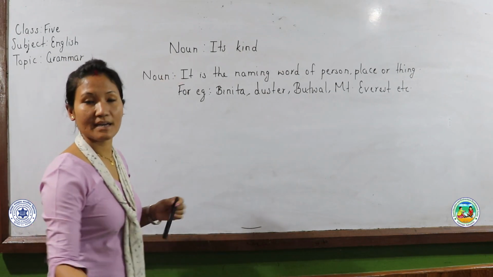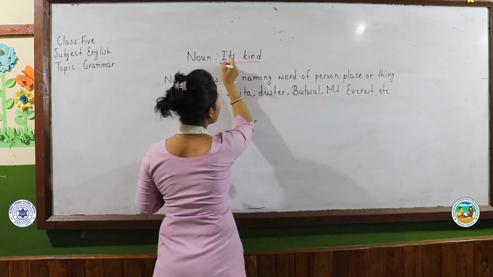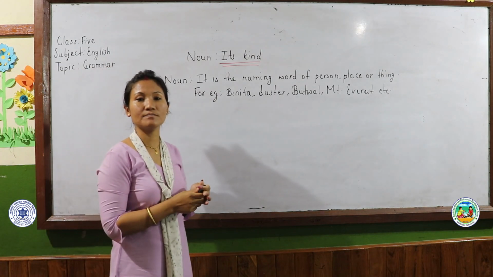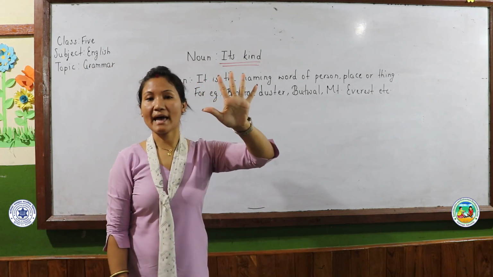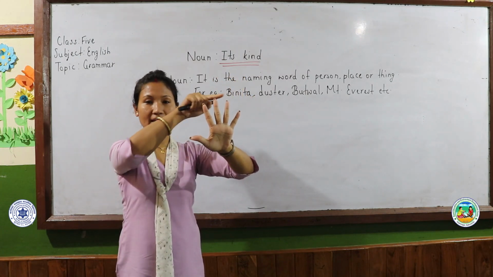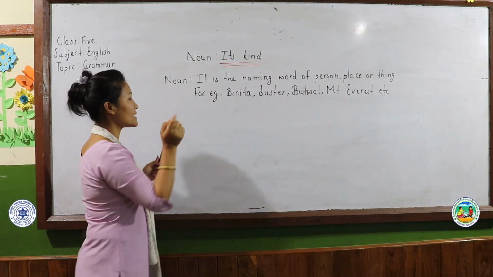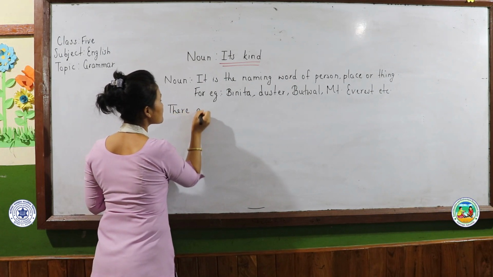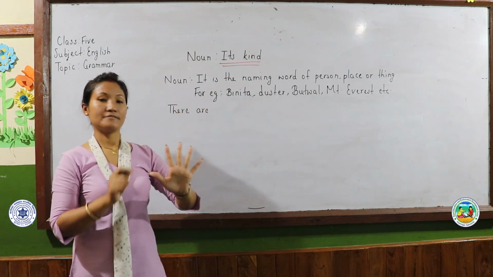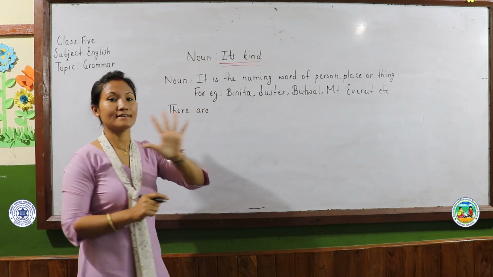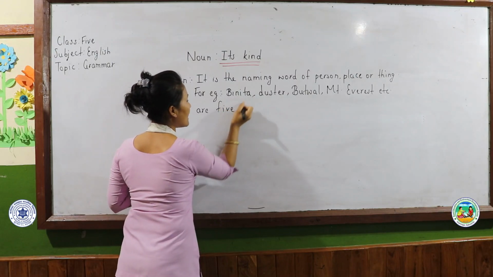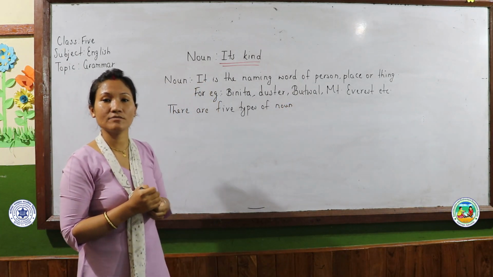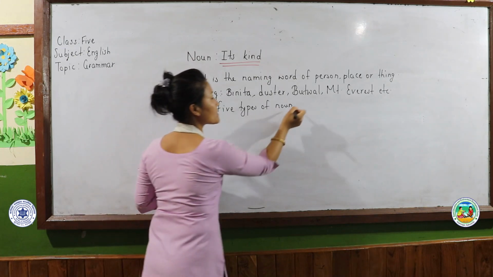Now we will go to the next topic, that is its kinds. Can you guess how many types of noun we have got? Can you see how many fingers are there in my hand? How many fingers? 5, right? It is very easy to remember. There are 5 fingers in the hand. Likewise, types of noun are also 5. There are 5 types of noun.